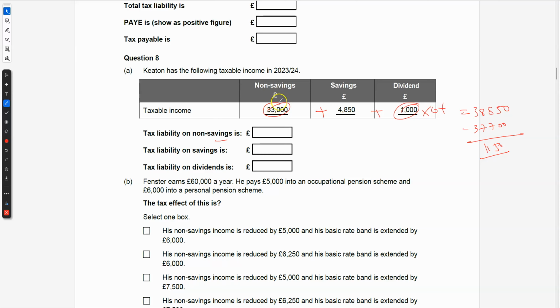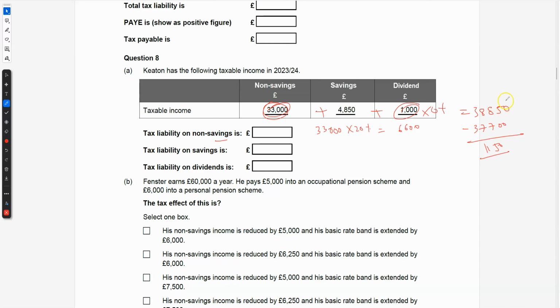The first 33,000 is on the basic rate because I'm still under 37,700. So 33,000 multiplied by 20% gives me 6,600. Then the next one, we have the 4850 saving.